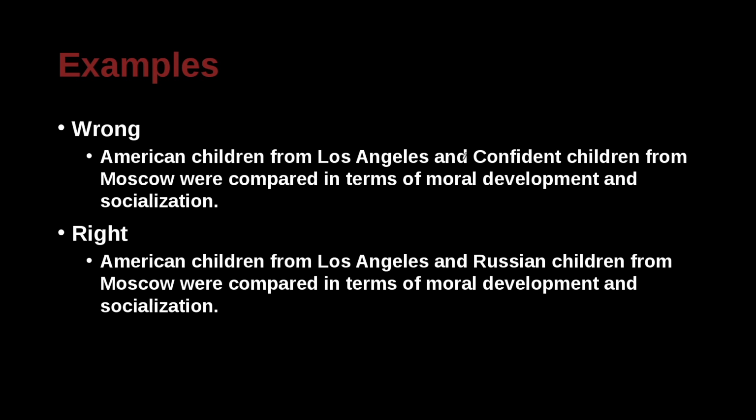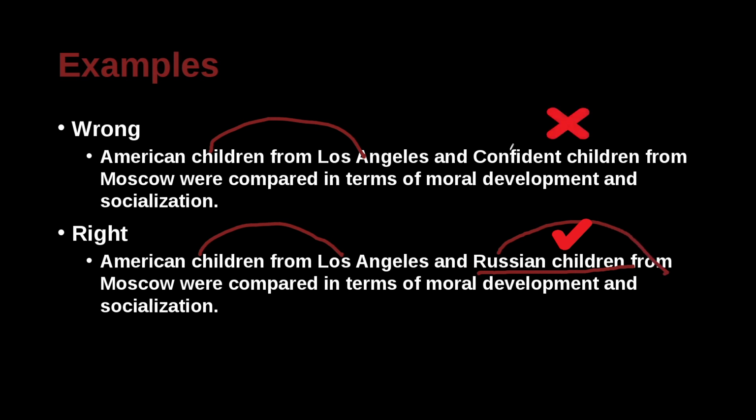American children from Los Angeles and confident children from Moscow were compared in terms of moral development and socialization. American children from Los Angeles and Russian children from Moscow. So because here we're saying American children from Los Angeles, then we should also say Russian children from Moscow instead of confident children. This is making some kind of judgment, making some kind of value of that, which is kind of weird.